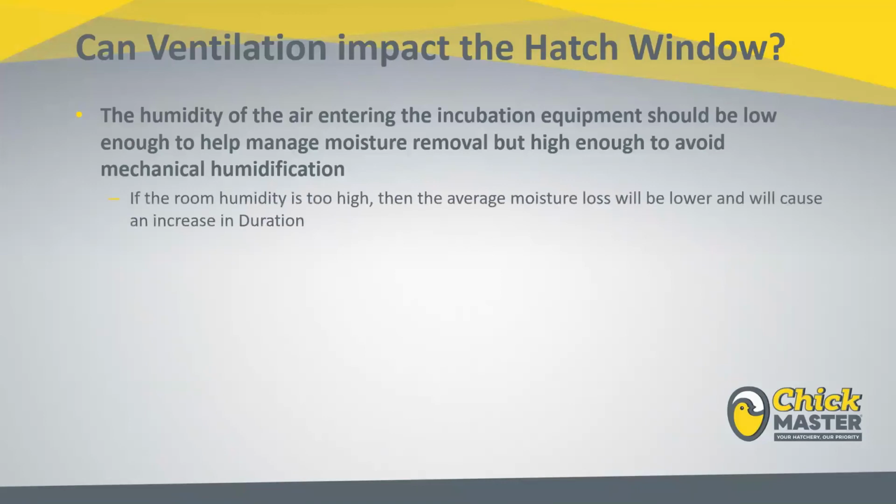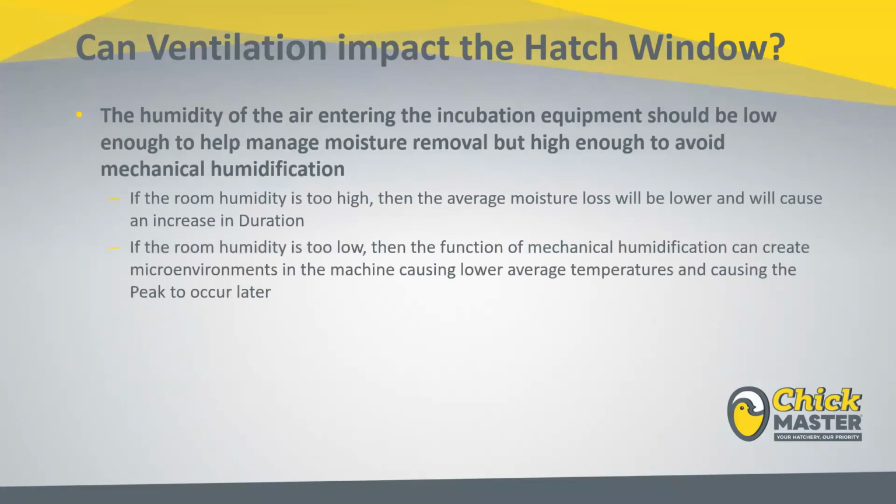So if the room humidity is too high, then the average moisture loss will be lower and will cause an increase in duration because of the lack of moisture loss with the eggs. If the room humidity is too low, then the function of mechanical humidification in the machine can create microenvironments in the machine, causing lower average temperatures, which as a byproduct is going to cause the peak to occur much later. And it will extend the duration of your hatch window because of these microenvironments.